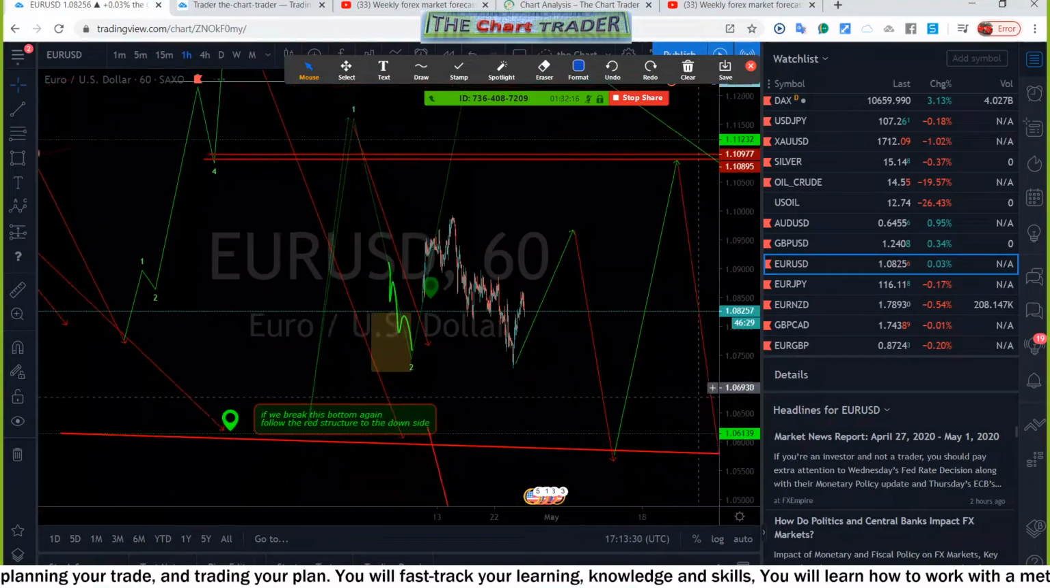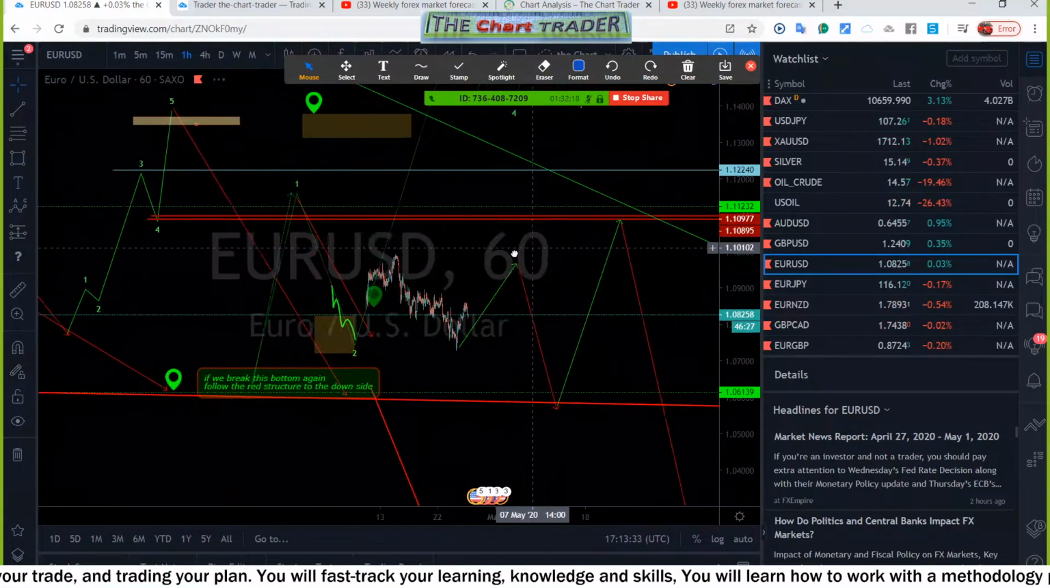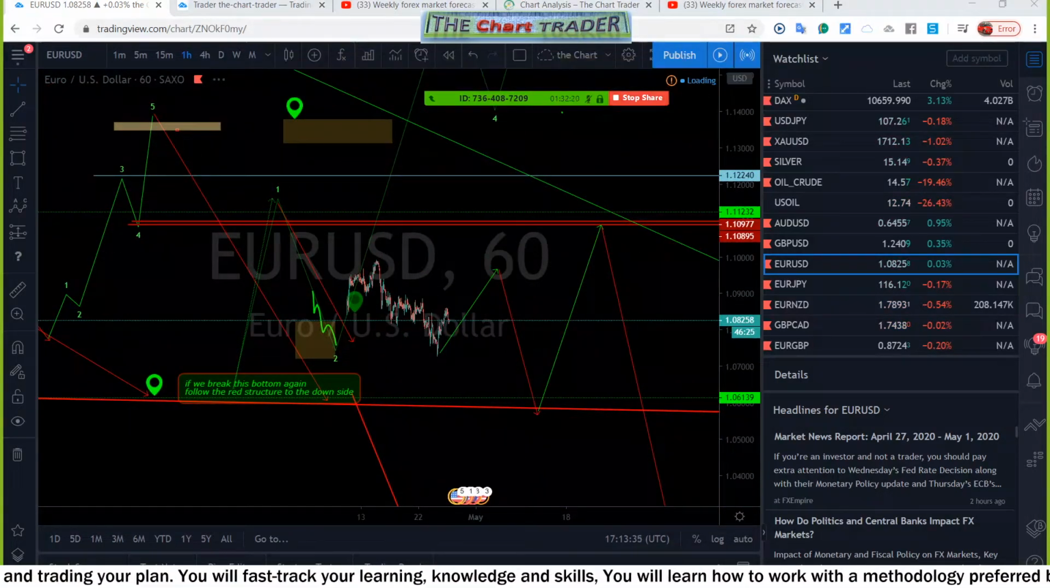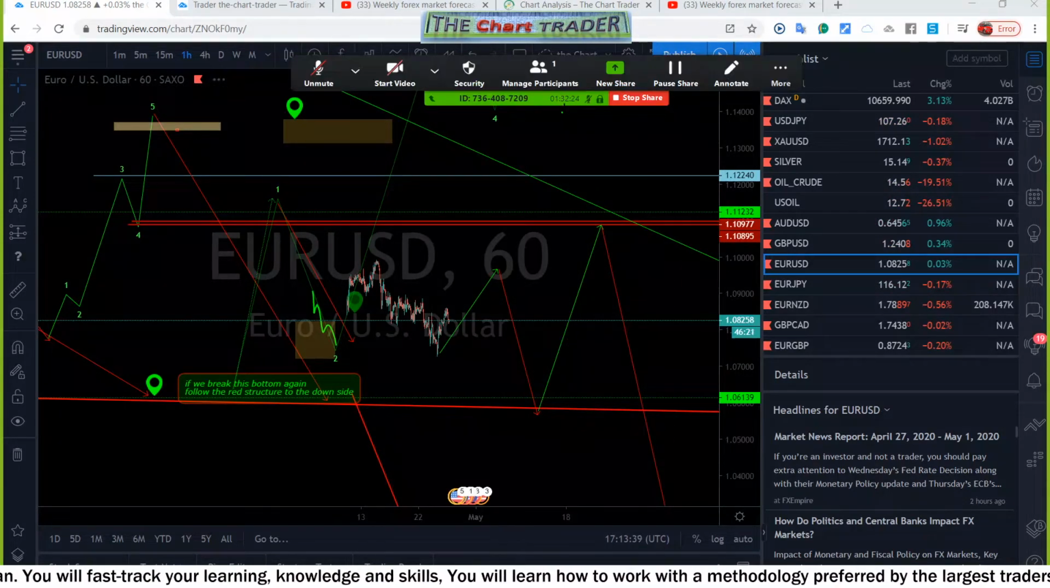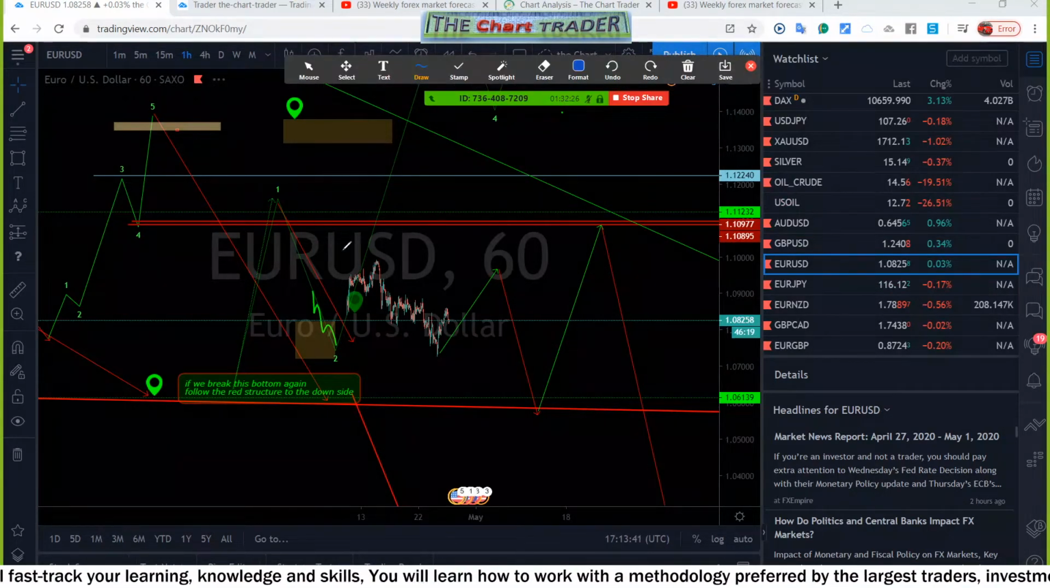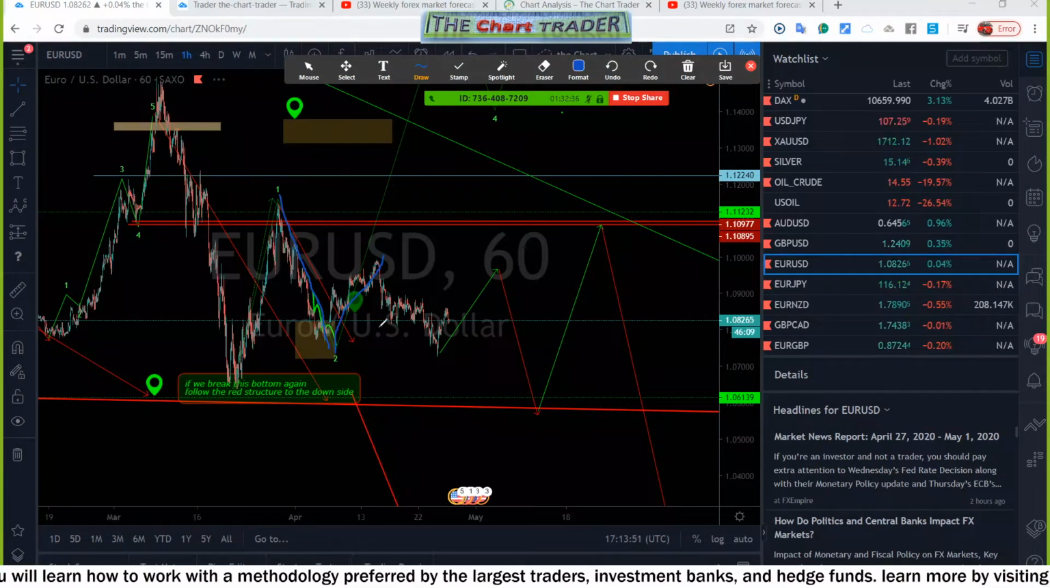All right, guys, this is what we see on EURUSD. We did anticipate this down move, guys. We anticipated this down move from the top. Let the shadow come and I'll show you. We anticipated this down move. We anticipated this up move, guys. And we said this can be a turning point to go to the upside.